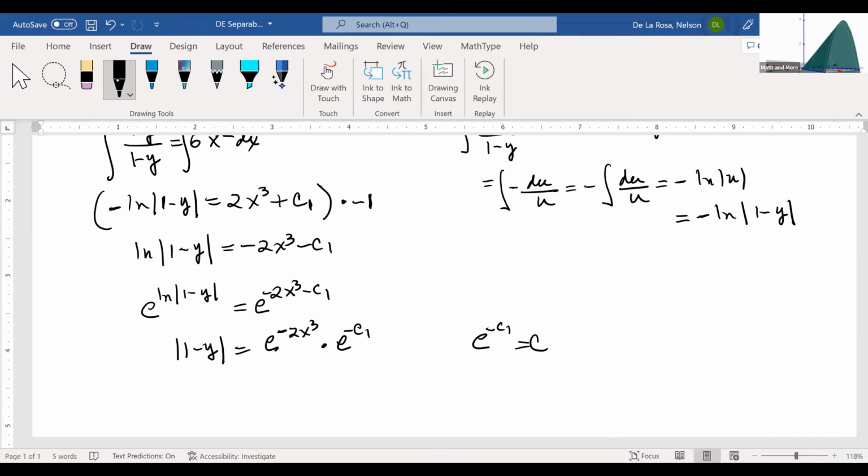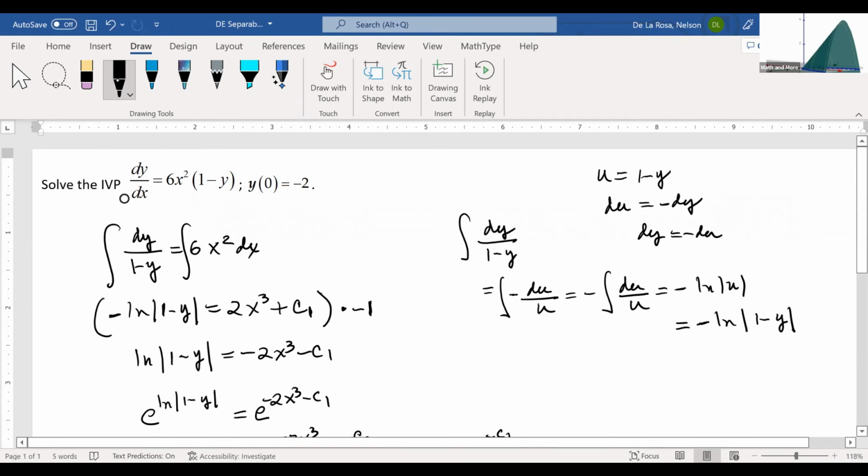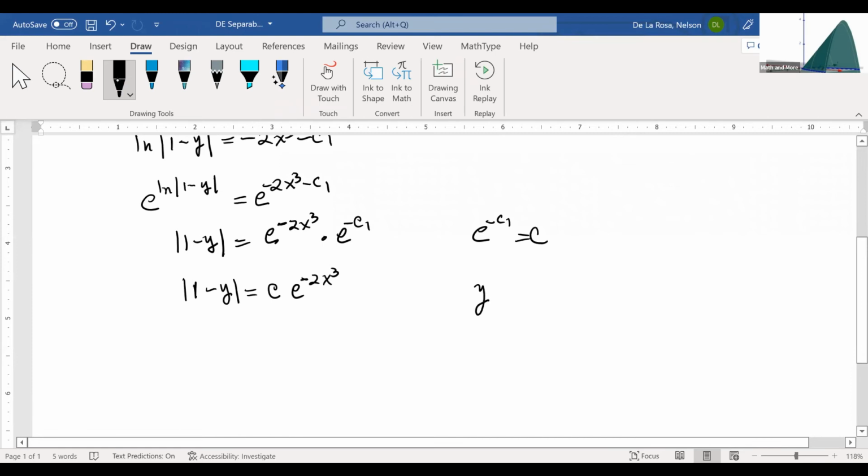So we have an expression of y depending on x. So we can write the solution as the absolute value of 1 minus y equals c e to the negative 2x cubed. Recall the given condition in the problem, in order to solve the initial value problem: y at 0 equals negative 2. So our condition is y at 0 equals negative 2.